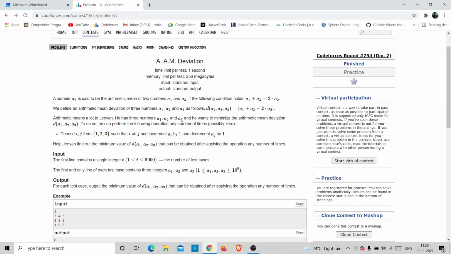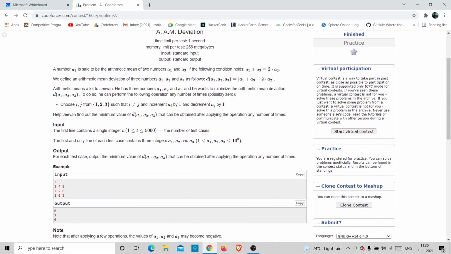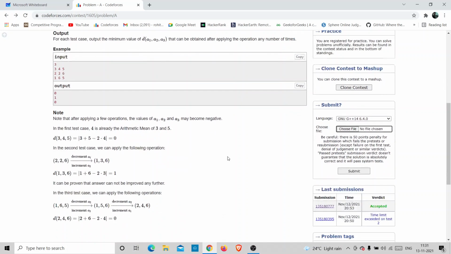G1 has three numbers A1, A2 and A3 and he wants to minimize the arithmetic mean deviation D of A1, A2, A3. To do so, he can perform the following operation any number of times, possibly 0: choose i and j from A1, A2, A3 such that i is not equal to j, and increment Ai by 1 and decrement Aj by 1. Help G1 find the minimum value of D of A1, A2, A3 that can be obtained after applying the operation any number of times. Alright, this is the question.